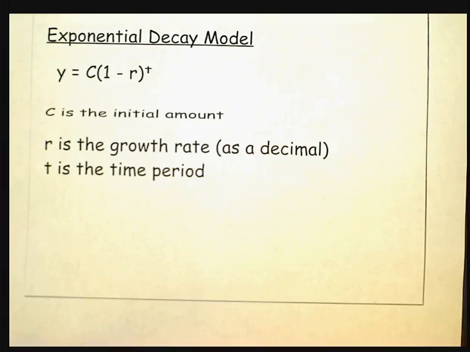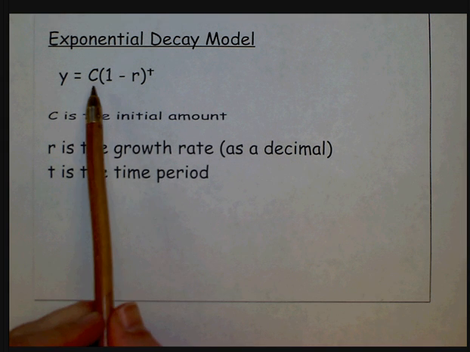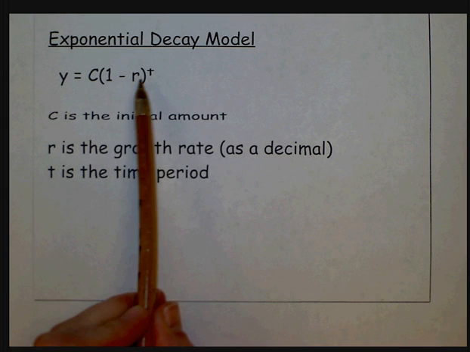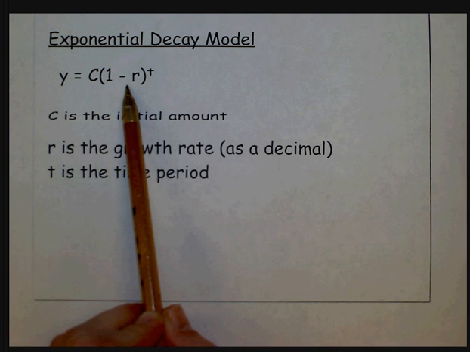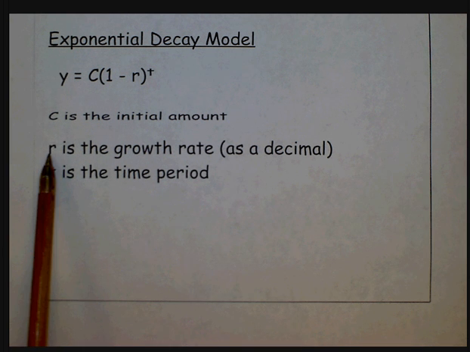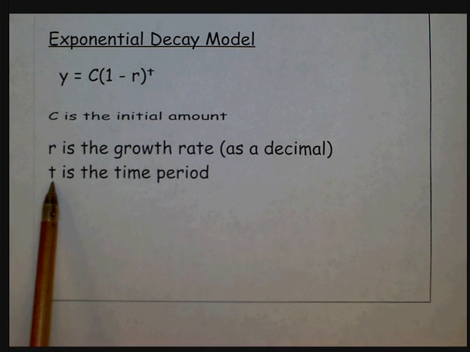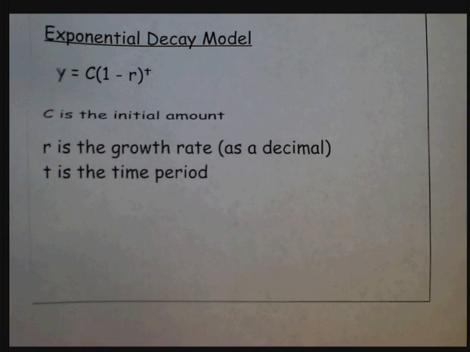All right, we also have an exponential decay model, and the equation is very similar. We have y equals c times 1 minus r to the t power. So when it decays, you're just going to subtract that growth rate instead of add it. C is still the initial amount, r is still the growth rate as a decimal, and t is still the time period. So let's look at one example of exponential decay.